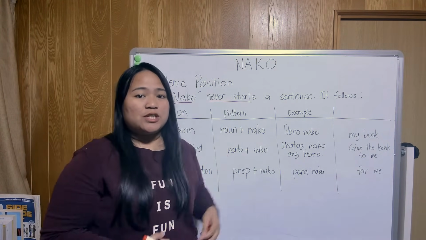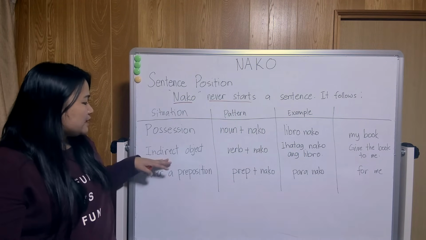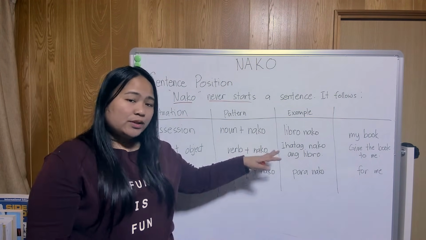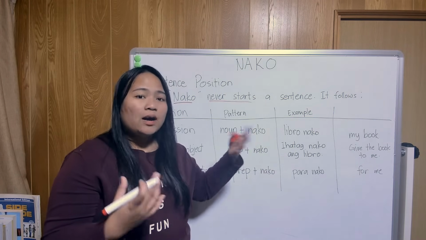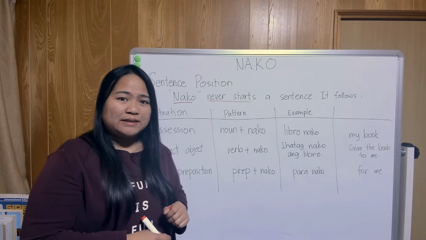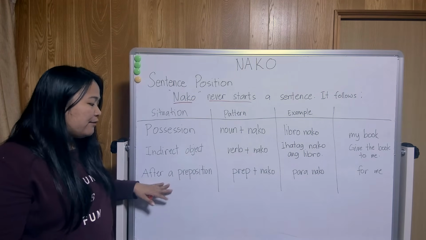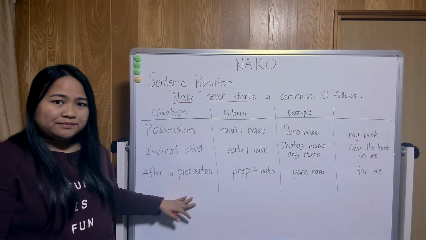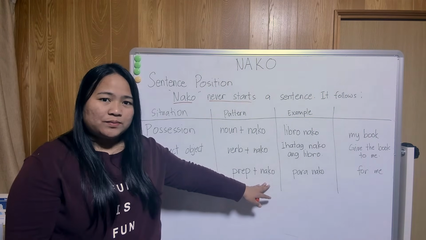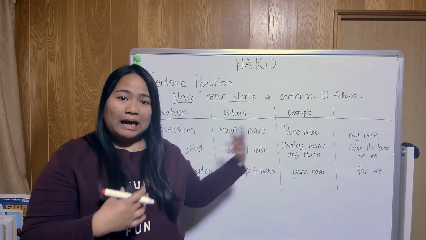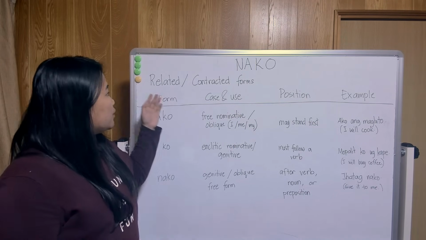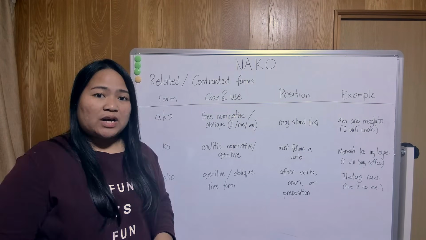Next, for indirect object, the pattern is verb plus Nako. For example, ihatag nako ang libro. It means, give the book to me. And lastly, after a preposition: preposition plus Nako. For example, para Nako. It means for me.